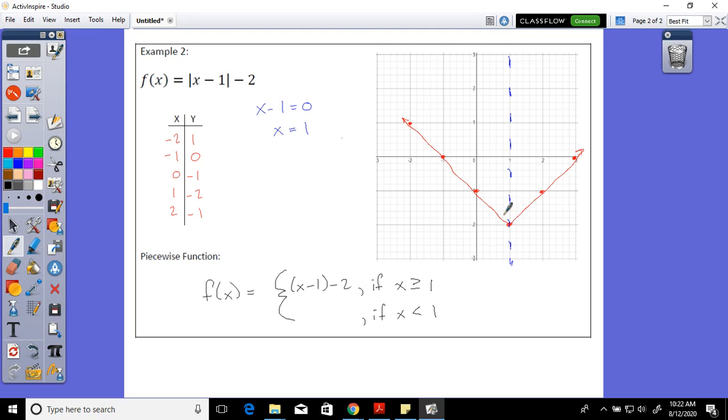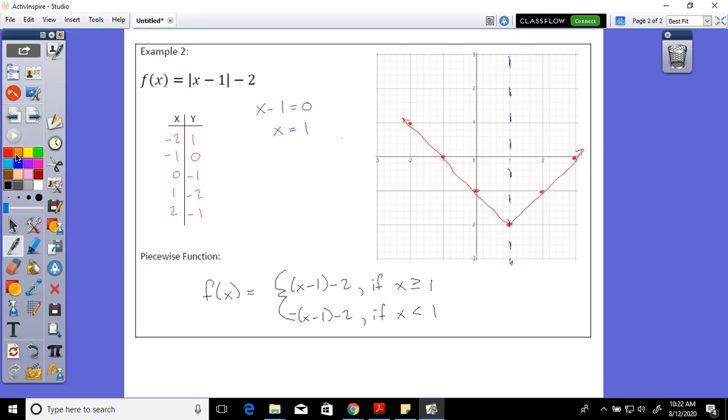Okay, now what about the left side, where x is less than 1? If I plug in a 0 here, 0 minus 1 is going to give me -1. It's going to have to change when it comes out. So once again, we have to do the opposite of what's inside here. The way we make it opposite is we put a negative in the front. All right, so here's your piecewise function.